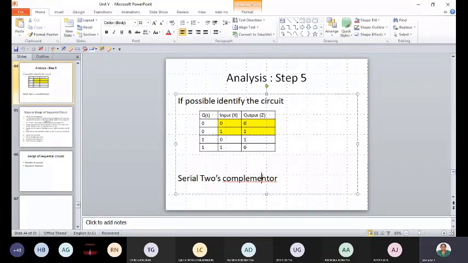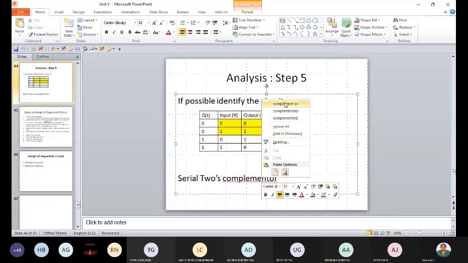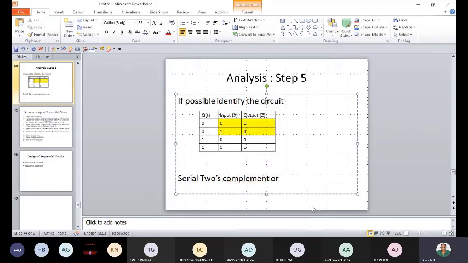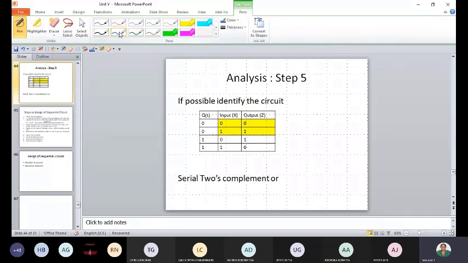So it's a complementer. Meaning, if possible, identify your circuit. What is the circuit? As I said, is it an adder or a subtractor, like that.